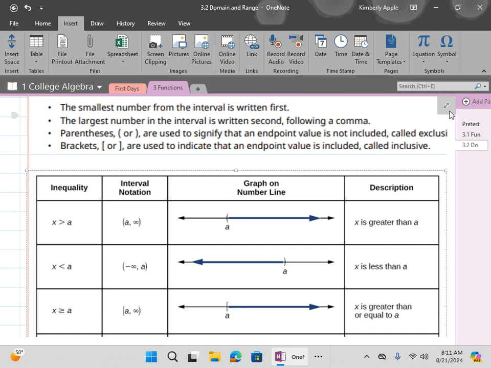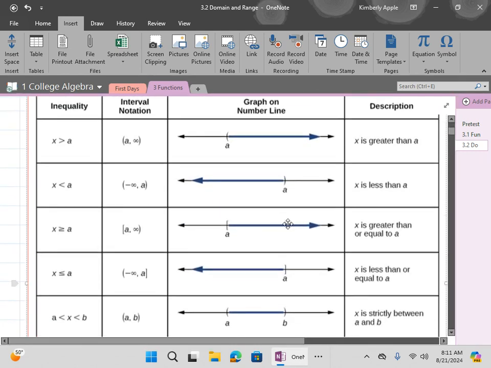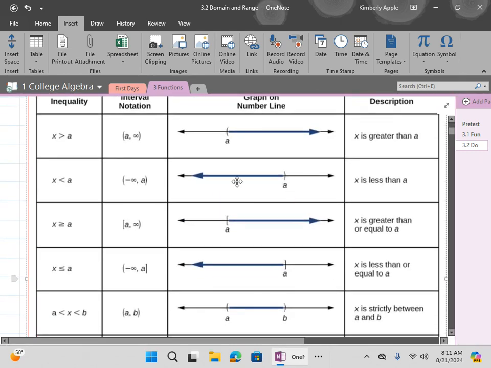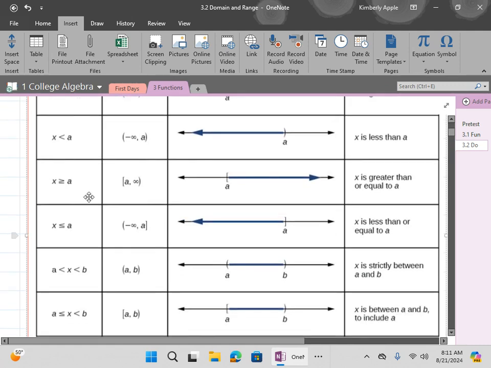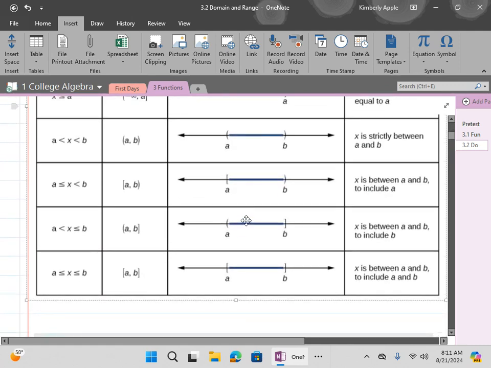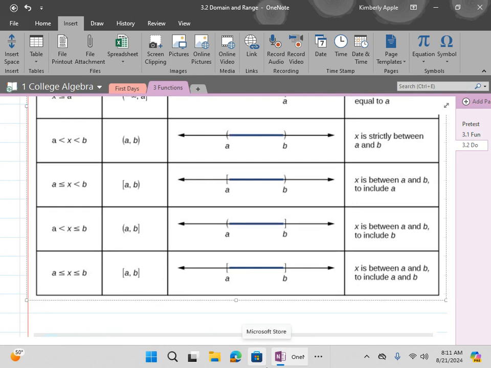Okay, so just moving down, you'll see this is kind of a reference for you more than something for us to talk about because it is review. So you can see all of the various things. You have a strictly less than, you have a greater than or equal to with that bracket, a less than or equal to, and then getting down to these, this is when we have two boundaries.